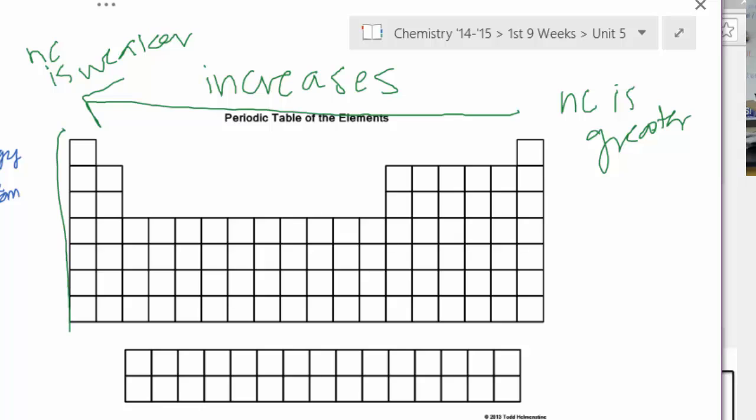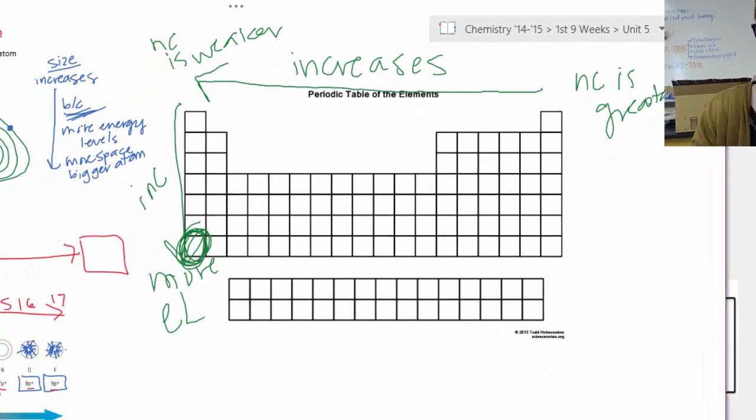It also increases down a group because we have more energy levels, right? More energy levels means that it increases. So it increases to the left and then downward towards francium. Think of francium as being the biggest loser. It's like really fat. It's the biggest element. The smallest element is helium.